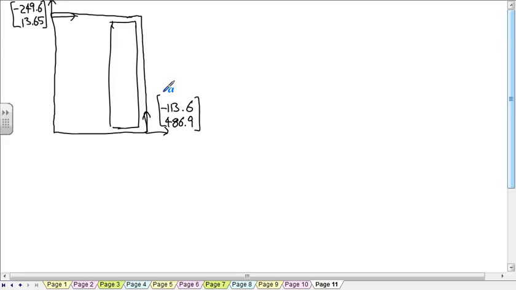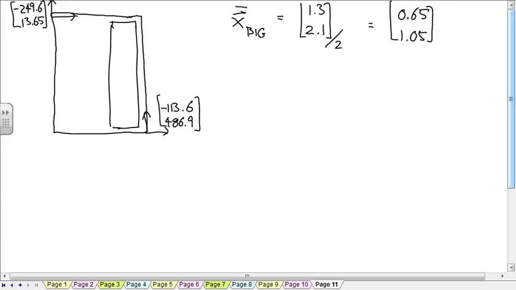All right, so the centroid of the big rectangle is just going to be the midpoint of 1.3, 2.1, and the origin, so it's just this divided by 2, which is 0.65, 1.05. And the area of the big one is 2.1 times 1.3. What's that? 2.73.